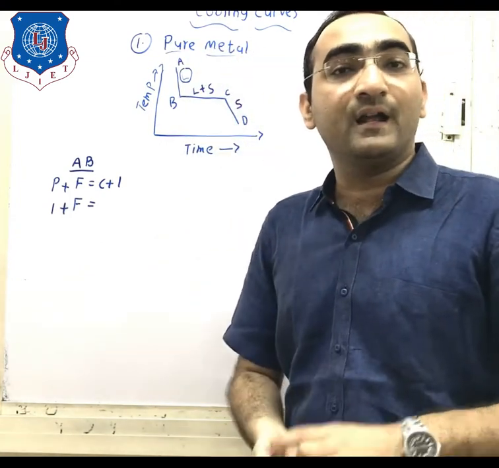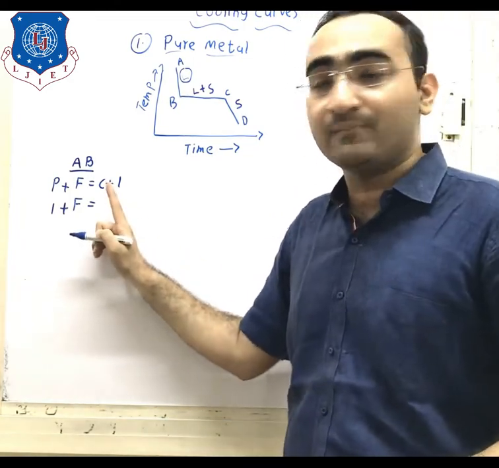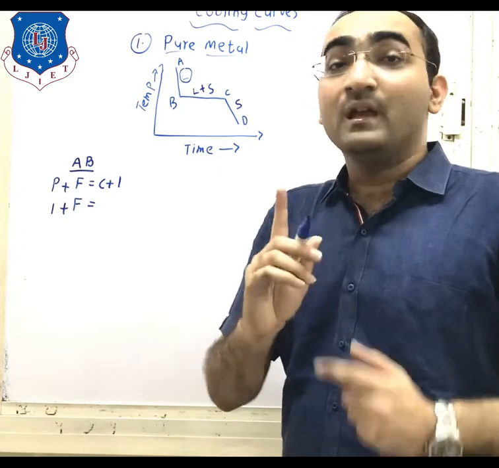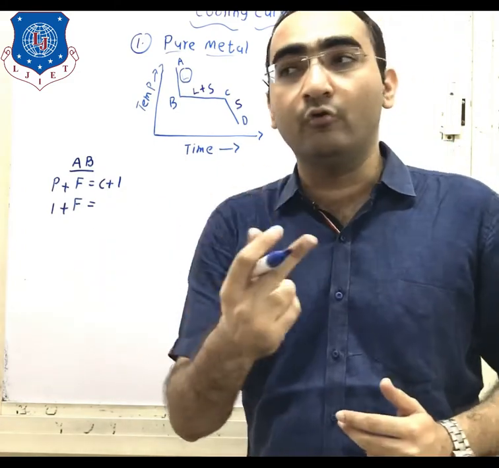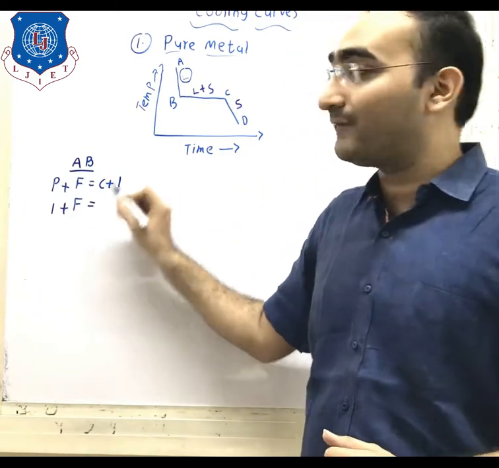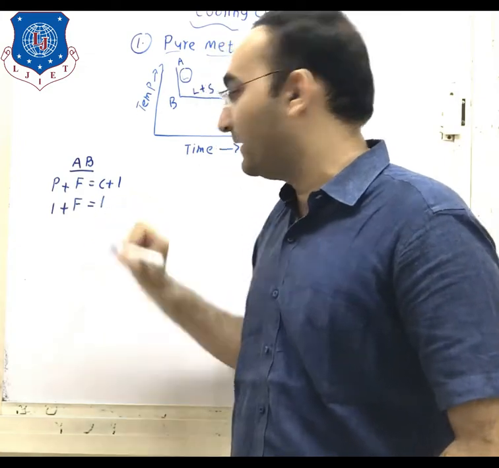Pure metal contains only one part. That means only one metal is there. So how many components are present in this cooling curve? One. If you have an alloy of two metals, then the number of components will become 2. So in this diagram, the number of components is that of a pure metal, that is only 1.